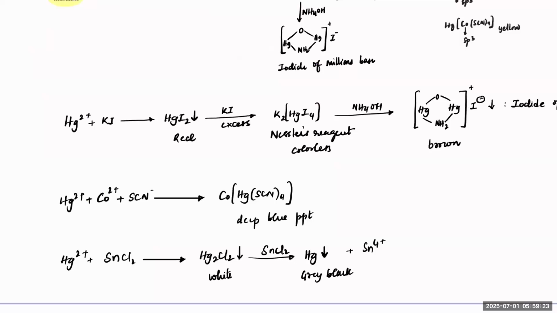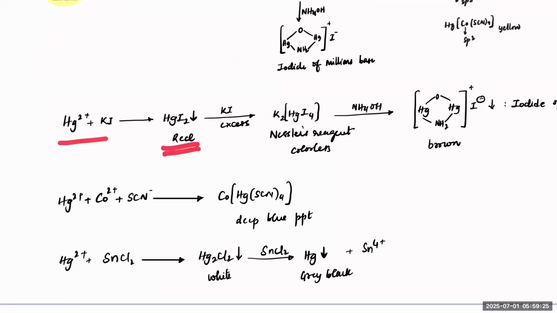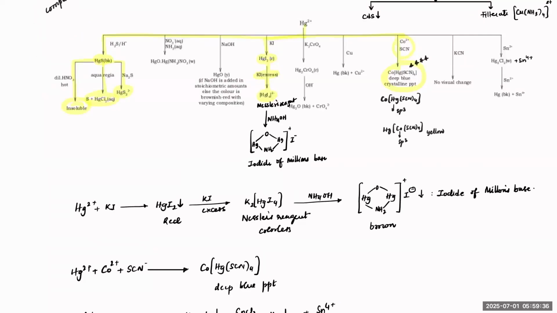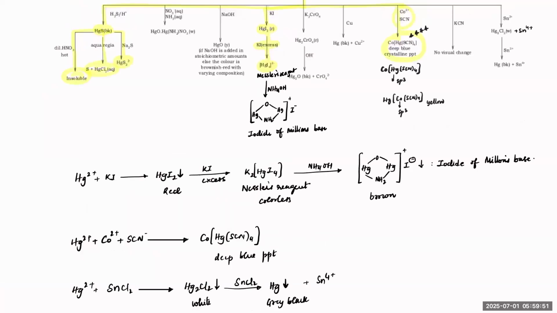See, Hg2+ with KI gives HgI2. With excess, it will become Nessler's reagent, and that will turn into a brown color precipitate. Clear? Another reaction you need to look at is cobalt 2+. If Hg is reacted with cobalt 2+ and thiocyanide, then Hg will make a complex with thiocyanide and it will turn out to be a deep blue precipitate. Got it? This will give a deep blue precipitate.